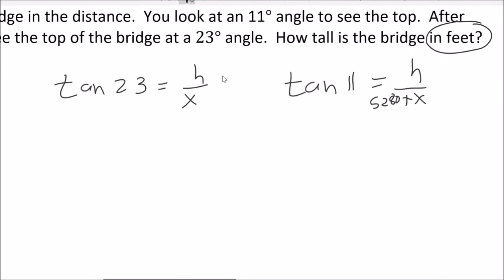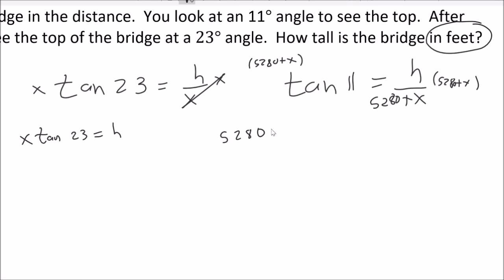My move on these is I'm going to multiply by x in this one, and so those go away. And over here, I'm going to multiply by 5,280 plus x. So 5,280, don't forget the 0, plus x. And over here, same thing, times 5,280 plus x. Let's rewrite that and see what it looks like with the dust settling. I get x tan 23 equals h. And over here, I have 5,280 plus x times tan 11 equals h.